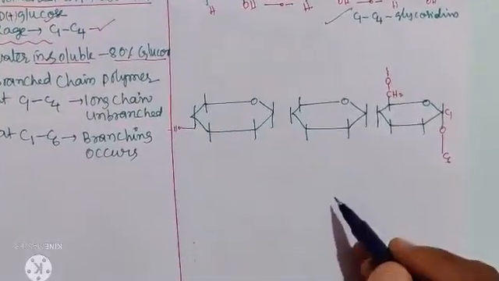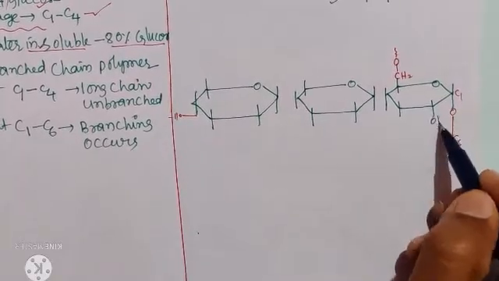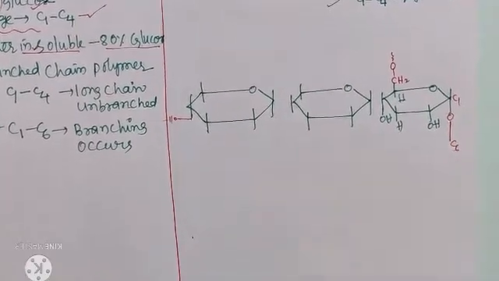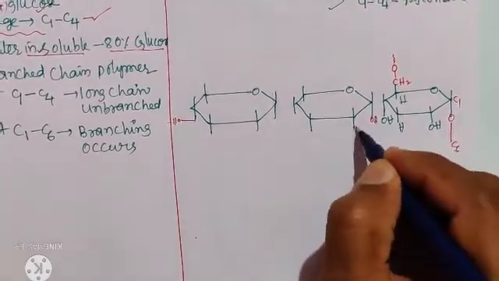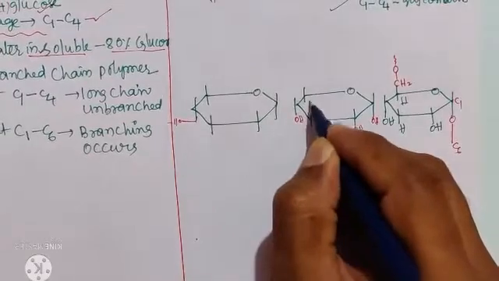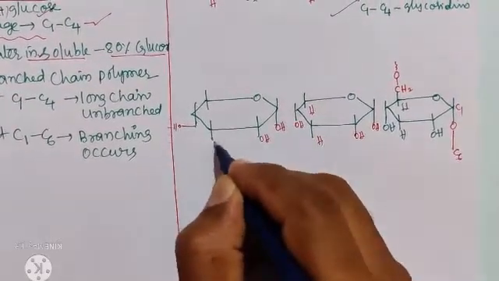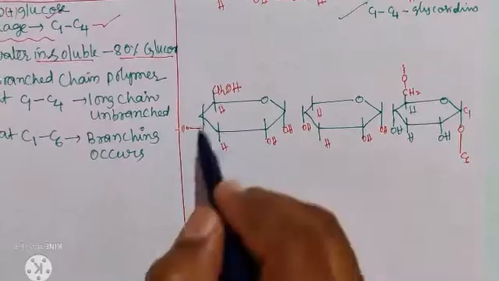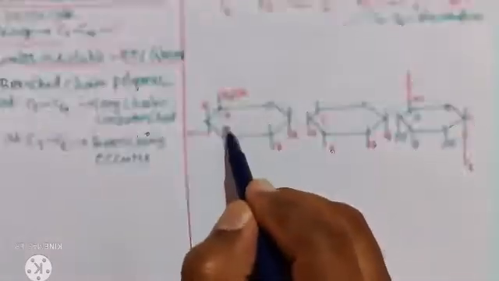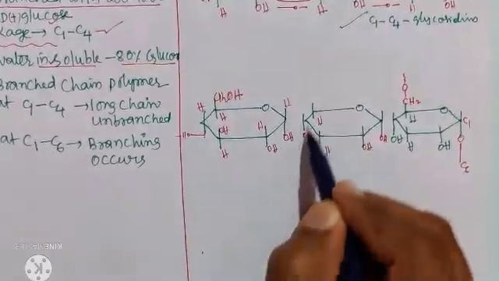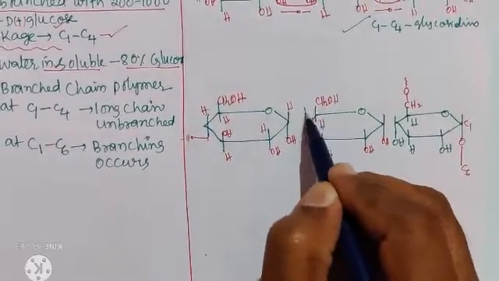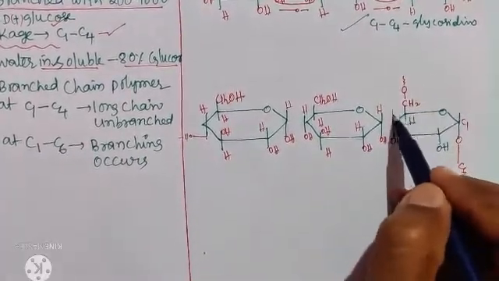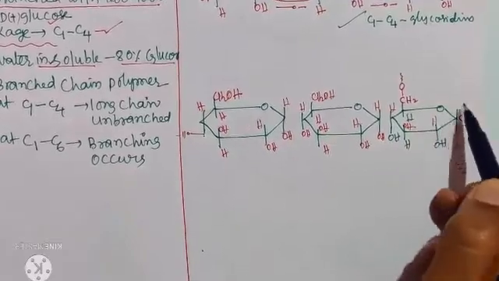Now see here amylopectin, the same formula, OOH. Here also the same formula, OOH. Now here CH2OH because it is the sixth carbon. Now it is H, here OH, here H, here H. Now the sixth carbon atom CH2OH, here H, here OH, here H, here H. Same here, H, OH, H, H.